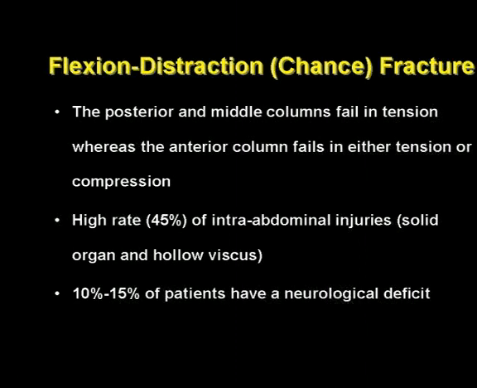The flexion distraction is what is called the chance fracture, and it's basically failure of the posterior and middle column in tension and failure of the anterior column either in tension or compression, depending on where the fulcrum of rotation is. Neurological symptoms are not very common with this, but abdominal injuries are common because this is where the belt is and where the rotation occurs.